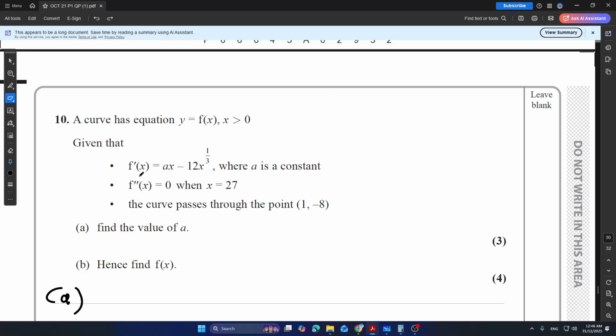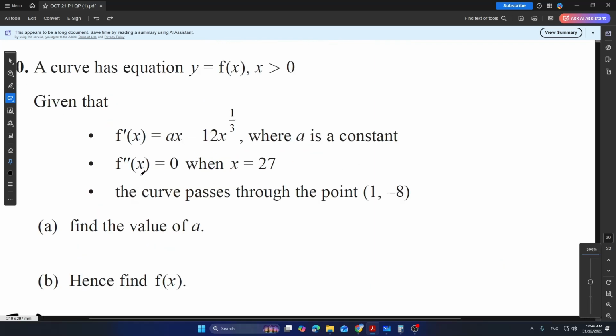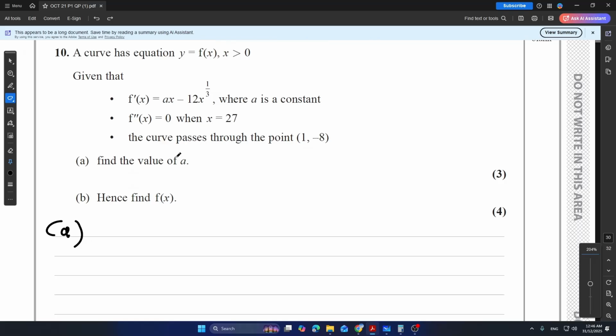Now it says here f dash x equals ax minus 12x power 1 over 3, where a is a constant, and f double dash x equals 0 when x equals 27. The curve passes through the point 1, 8. Okay, so we need to find the value of a.